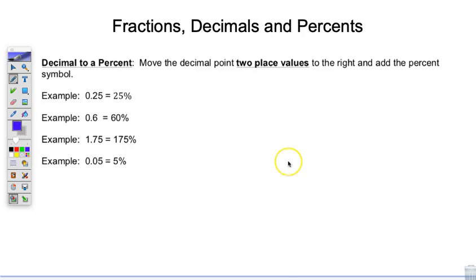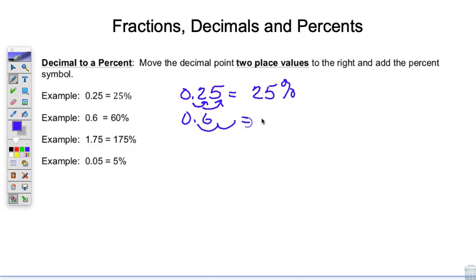Now let's take a decimal and turn it into a percent. This process is relatively easy. We always move a decimal point two place values when we're doing this because decimals and percents are all based on 100. You will move that decimal to the right and add the percent symbol. So here, when we start with 0.25, we are going to move that decimal 2 places to the right when we want to convert it to a percentage, and add the percent symbol. So it's always 2 place values to the right, and in this one, we get 60%.